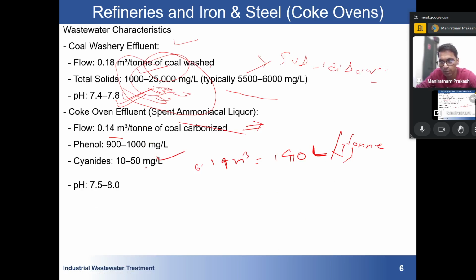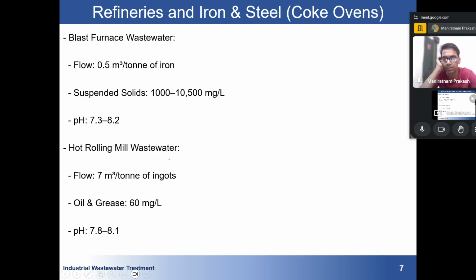Here we have phenol and cyanide. These come from some of the raw materials used, which is why they remain in the water, and the pH is again between 7.5 and 8. Then we have blast furnace wastewater, where flow is around 0.5 meter cube per ton of iron. Suspended solid is this much, and pH is 7.3 to 8.2. Then we have hot rolling mill wastewater. Again, a huge amount of wastewater is produced and the content is very high.